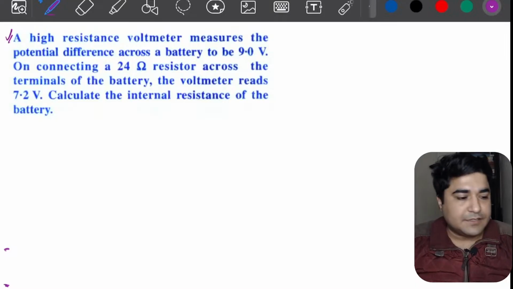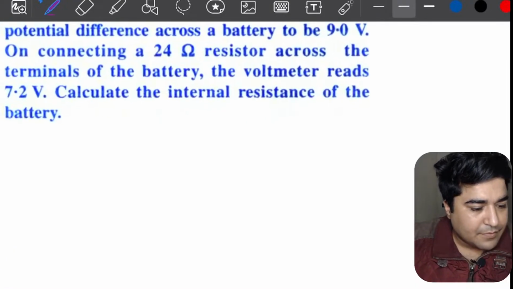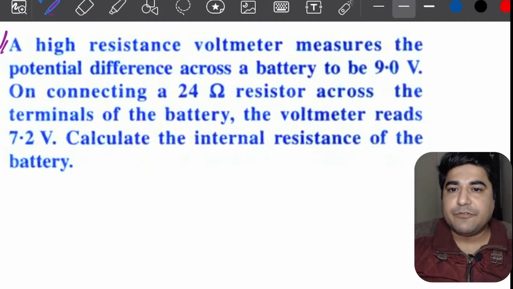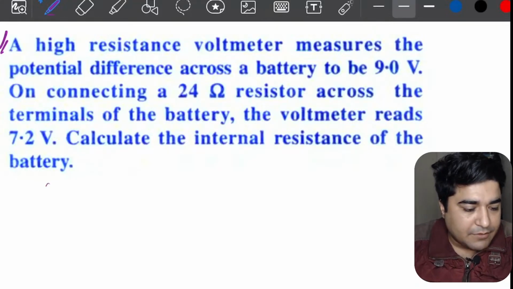Okay, so let us solve this question. Let us first understand what values are given over here. There is a high resistance voltmeter that measures the potential difference across the battery to be 9 volts. So EMF is given to us, and the value of EMF is 9 volts.